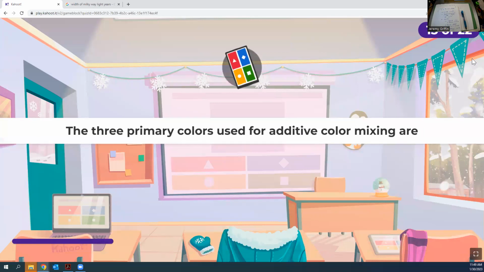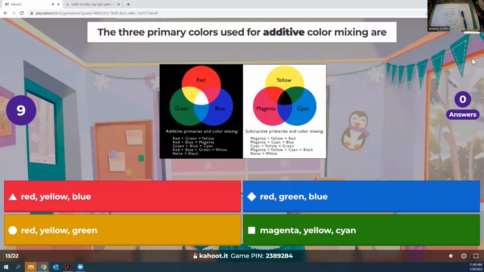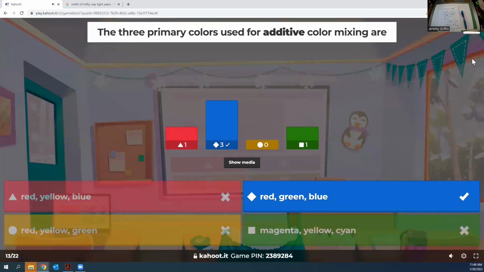Top 5. Three primary colors for additive color mixing. Yeah, red, green, blue. Right. So your colors on your phone screen, additive mixing. Red, green, blue.